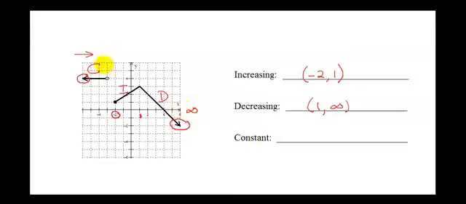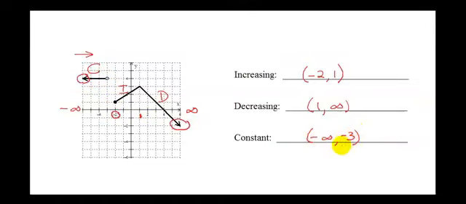Last one, where is it constant? In this region here. Notice where this arrow points to negative infinity, so it's going to start at negative infinity, and it is going to go until x equals what value? -3.